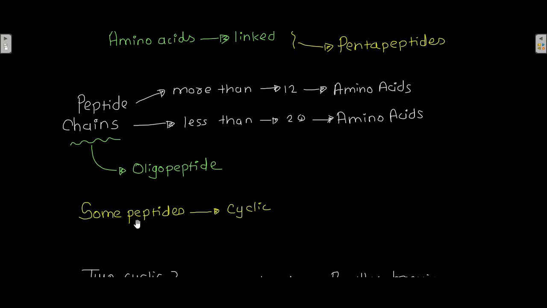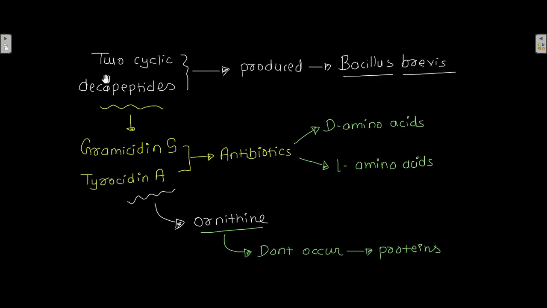Some peptides are cyclic as well. For example, there are two cyclic decapeptides which are produced by a bacterium known as Bacillus brevis. These are gramicidin S and tyrocidine A, and both of these decapeptides are antibiotics, and both contain D amino acids as well as L amino acids. These two peptides also contain ornithine, which doesn't usually occur in a protein.